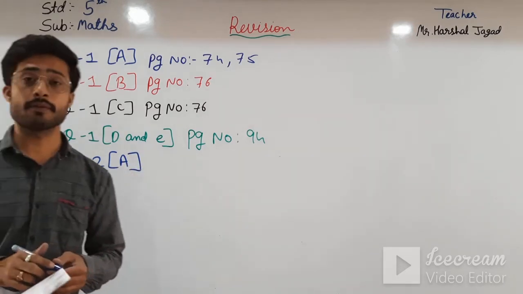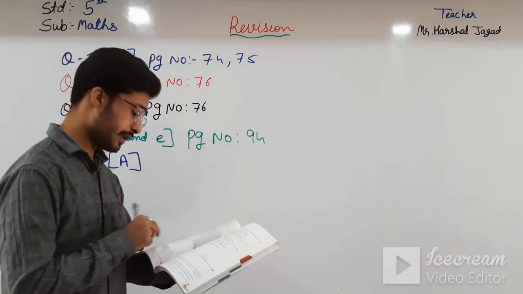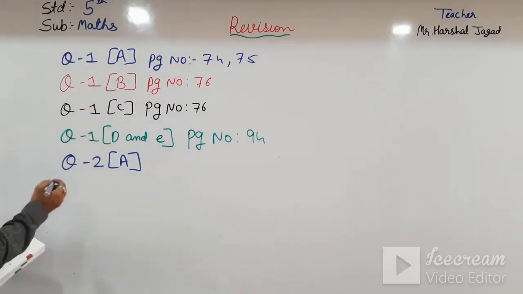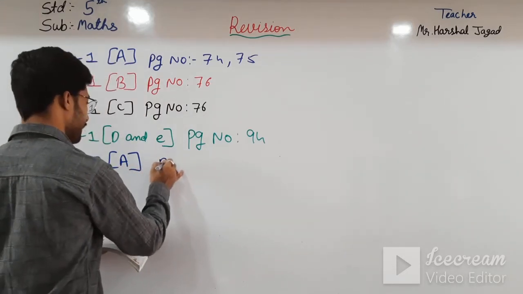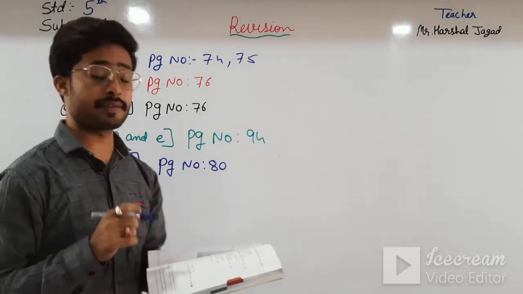So what kind of questions can be asked? It will be asked from lesson number 2. So here you can see you have to do multiplication, all this here on the page number, that is on the page number 80. This type of sums can be asked.